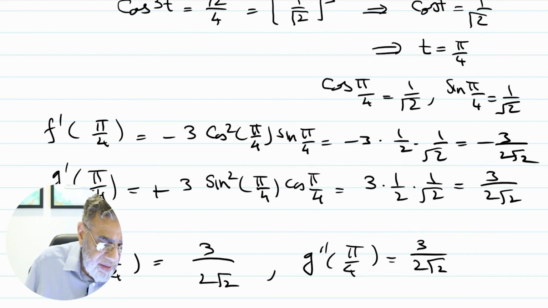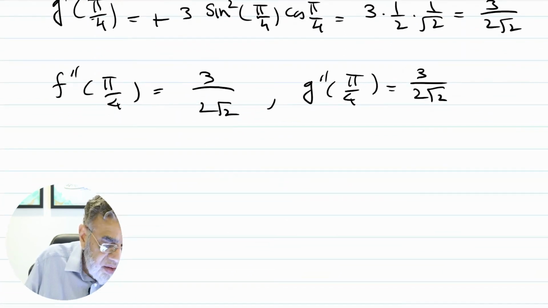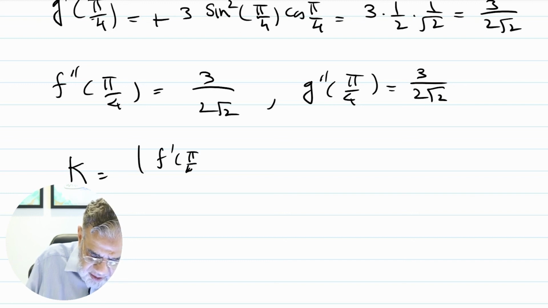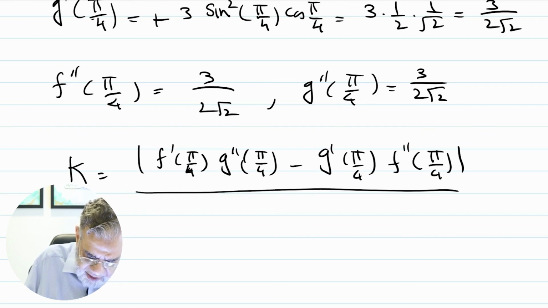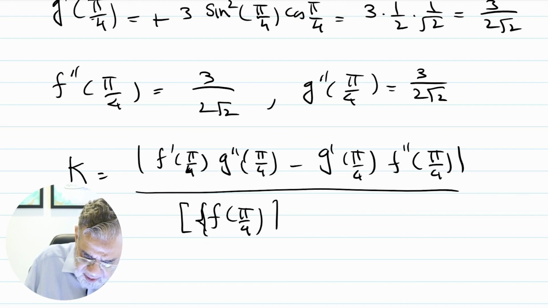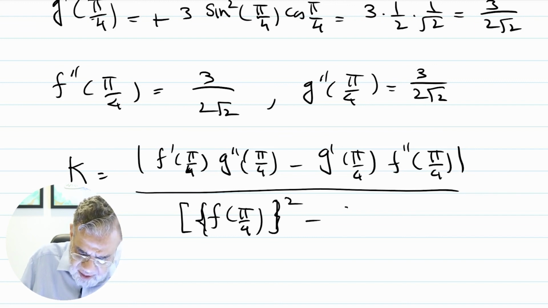Now we substitute the values in our formula. That's our kappa. Our kappa is equal to f dash of pi by 4 into g double dash of pi by 4, and then minus g dash of pi by 4 into f double dash of pi by 4, and take the absolute value, divided by f dash of pi by 4 whole square, plus g dash of pi by 4, and again we have square of this one, and here power 3 by 2.